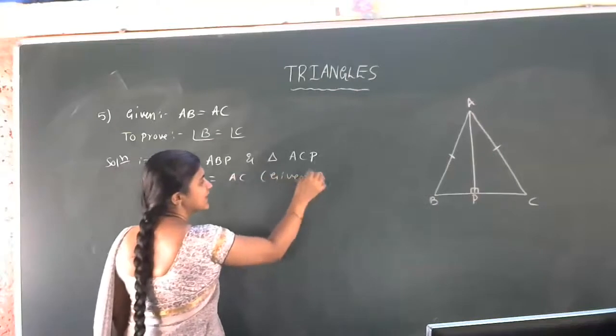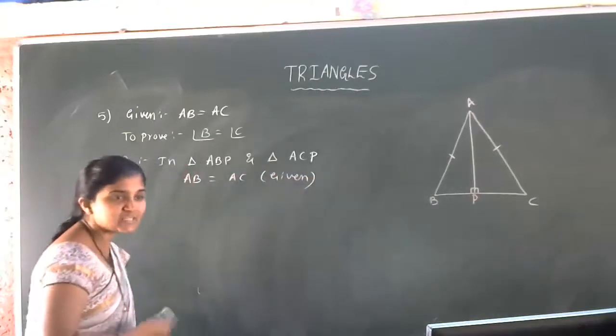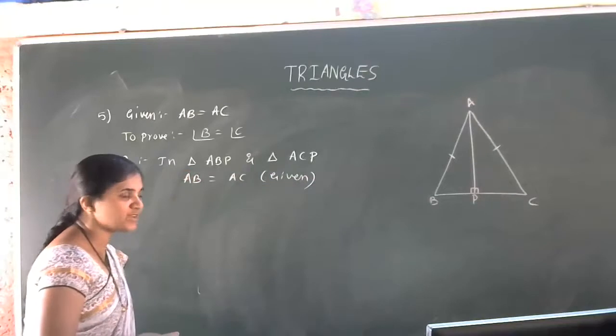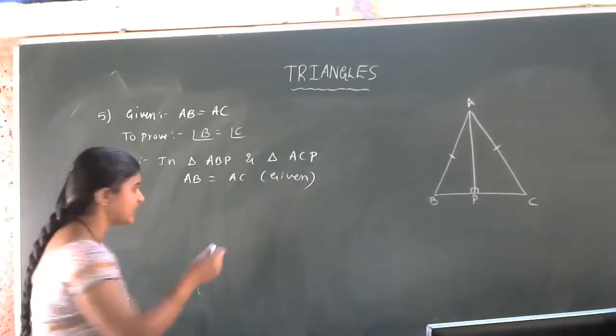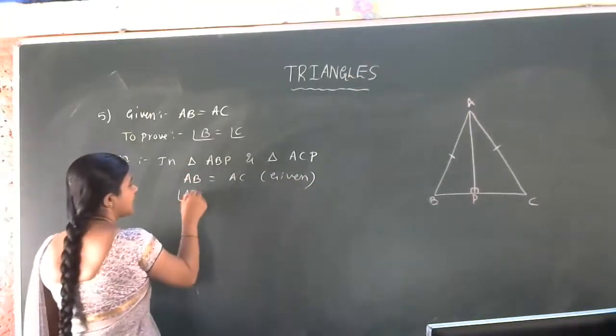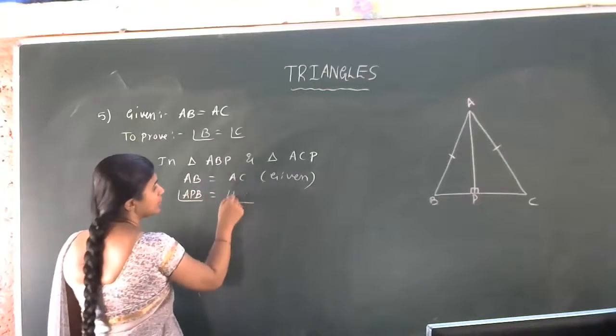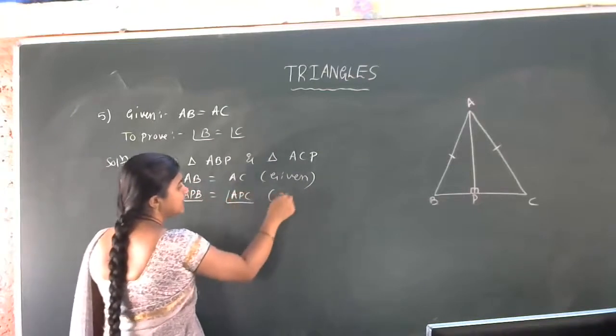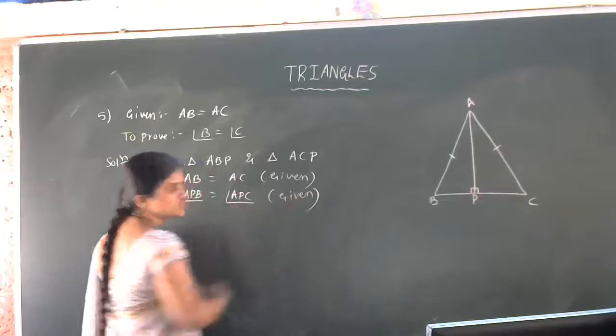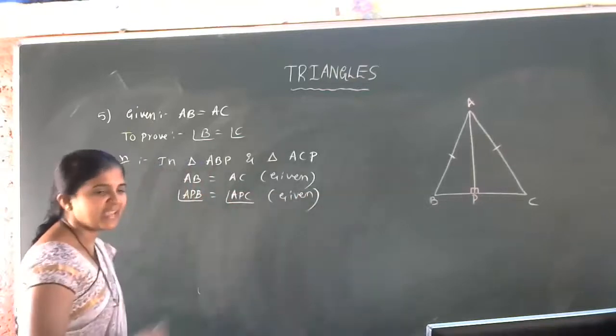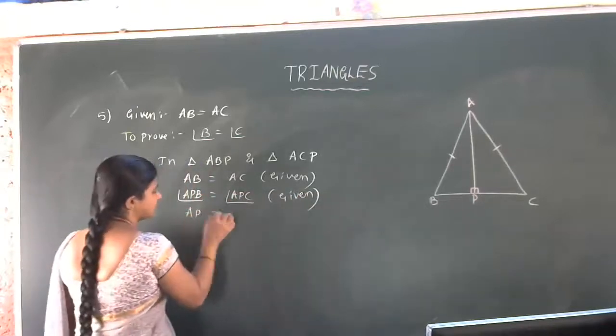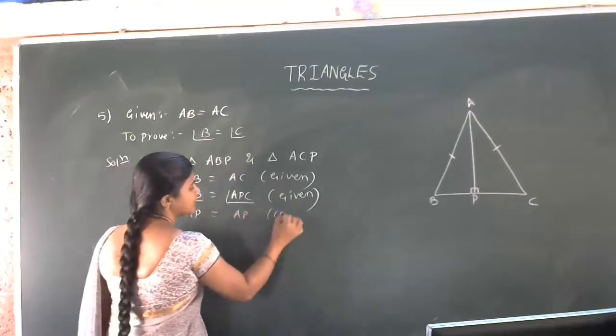What is the next one? Angle APB is equal to angle APC. They have given the hint, no? Angle APB is equal to angle APC, that is also given. Next one, AP is equal to AP, common side.